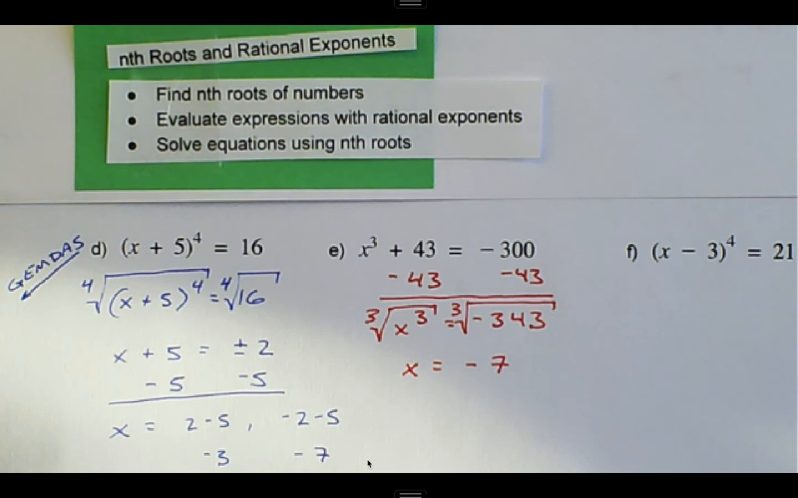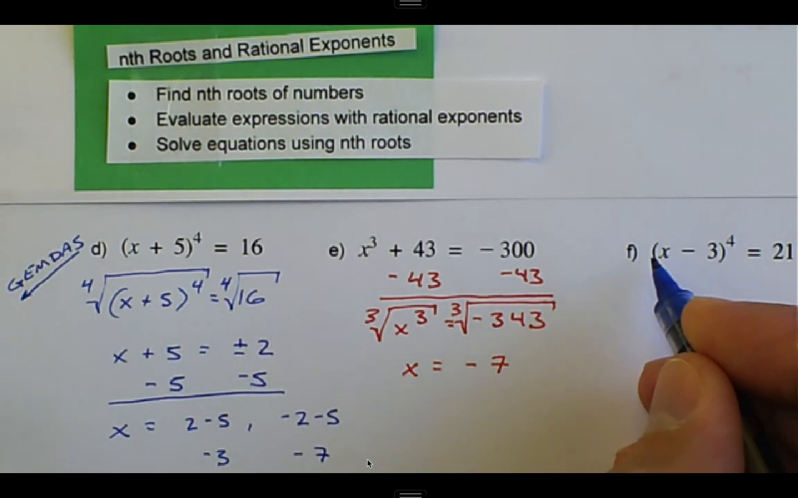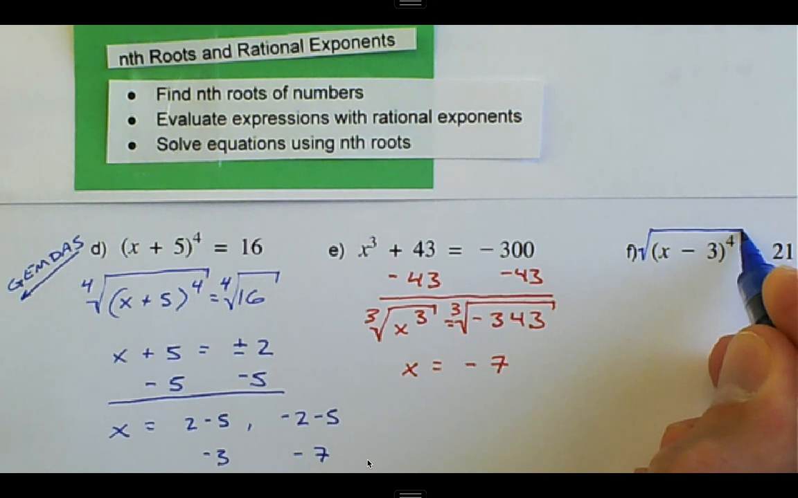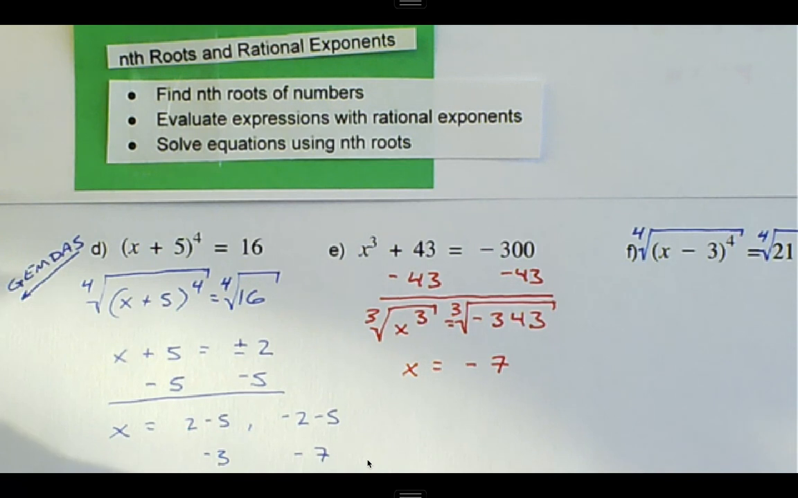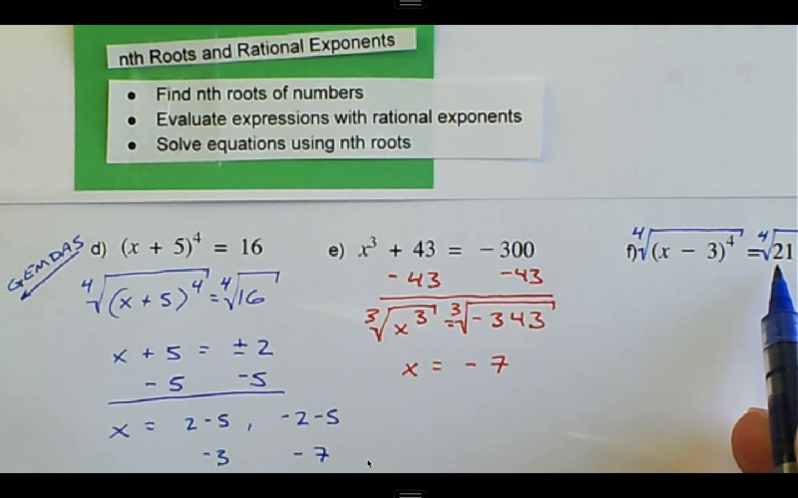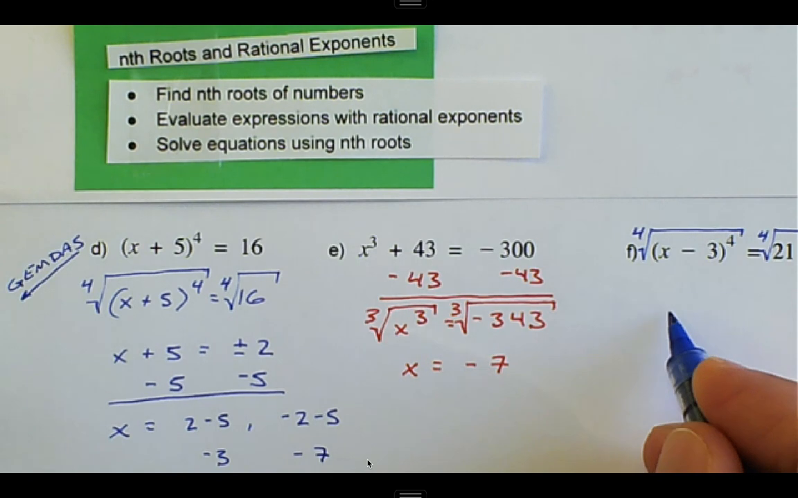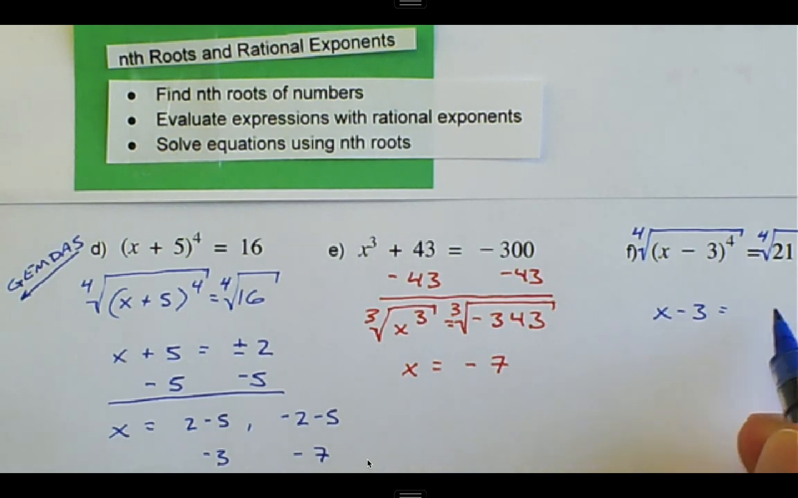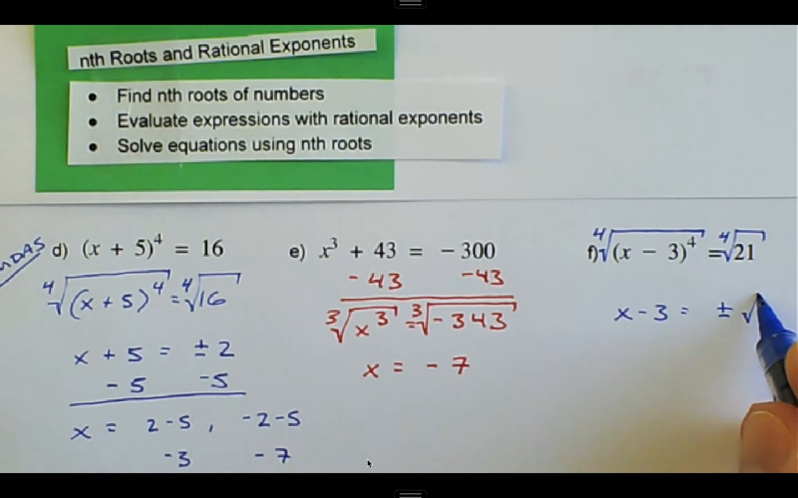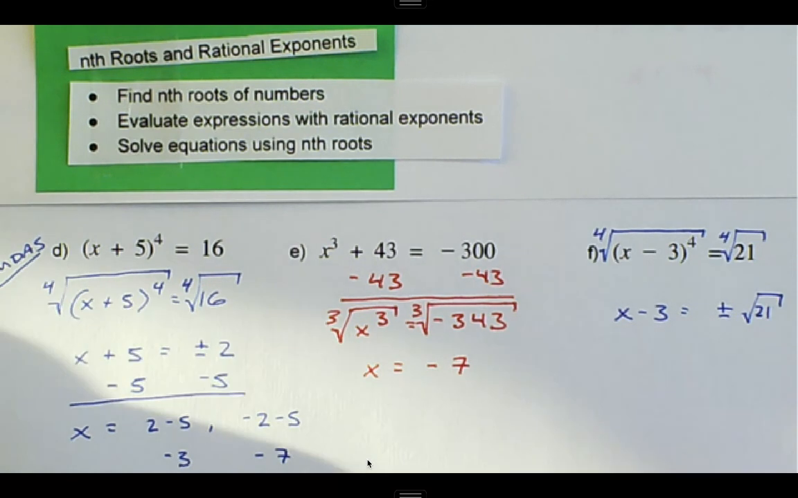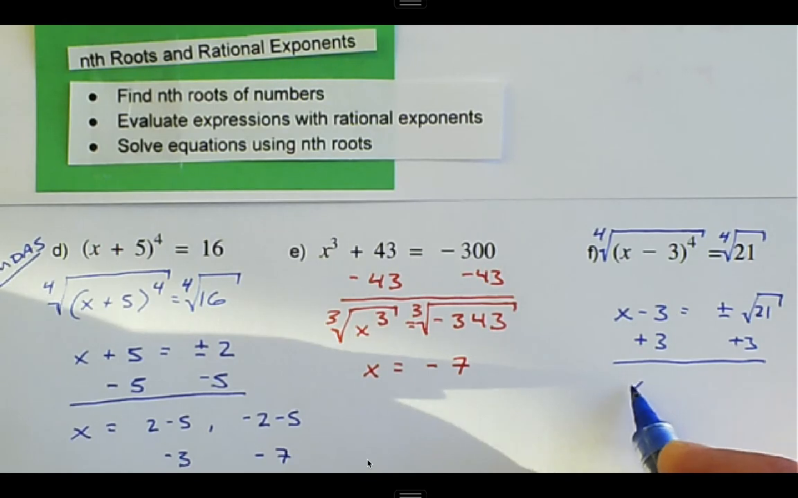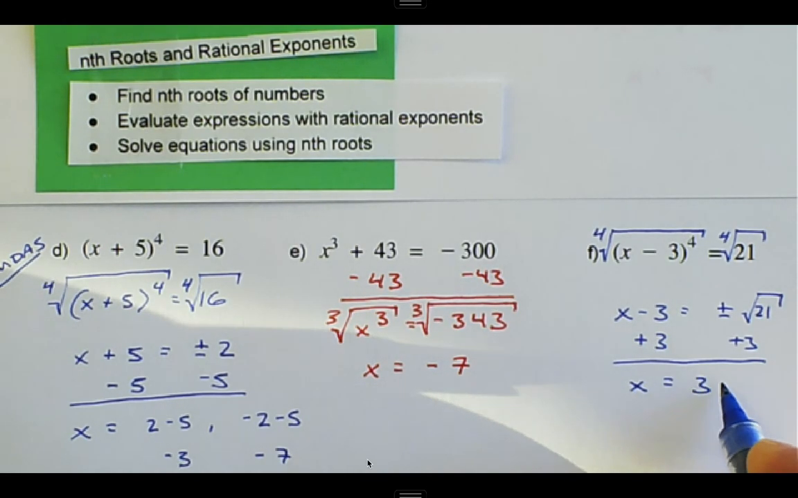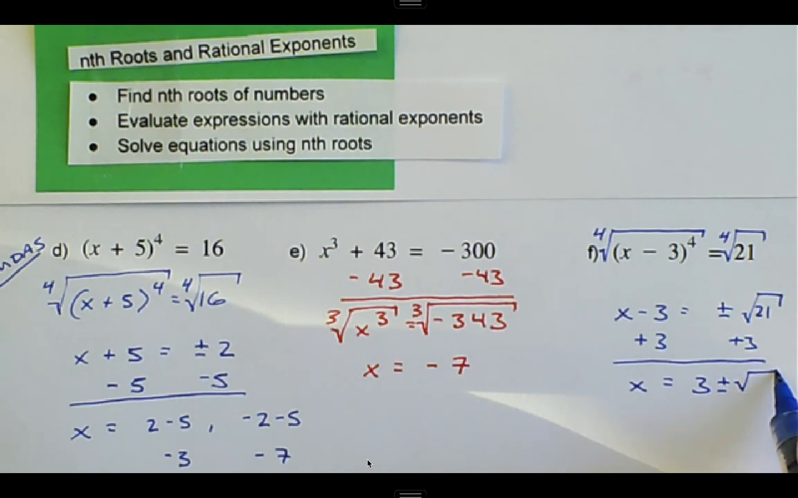And the last one, we can take the fourth root of both sides, and we can't get an exact answer, but we're taking the fourth root. So we're going to say x minus 3 equals plus or minus the square root of 21. So now we can add 3 to both sides, and then we get x is equal to 3 plus or minus the square root of 21.